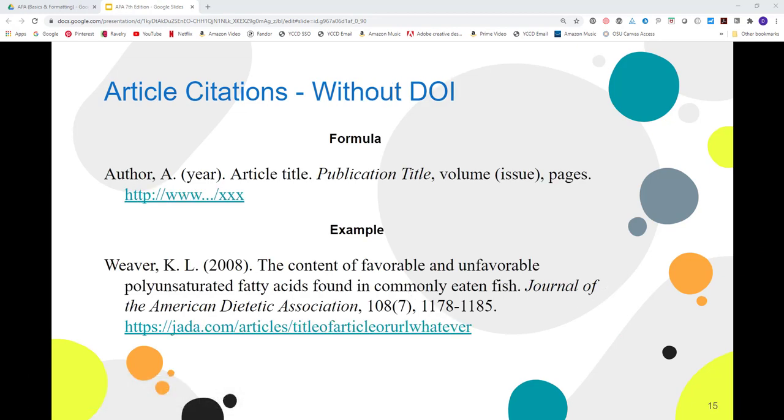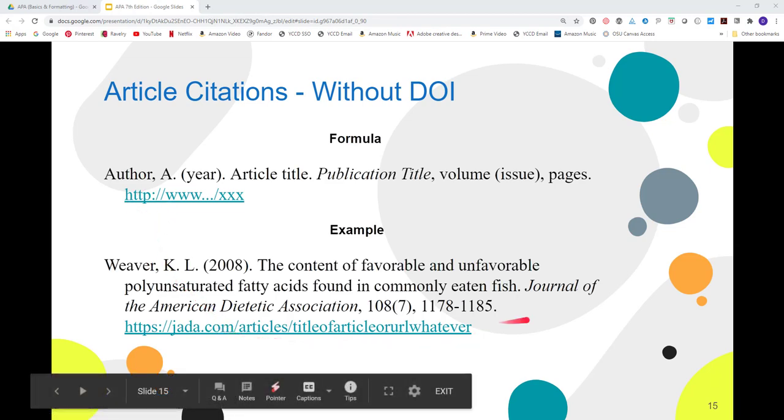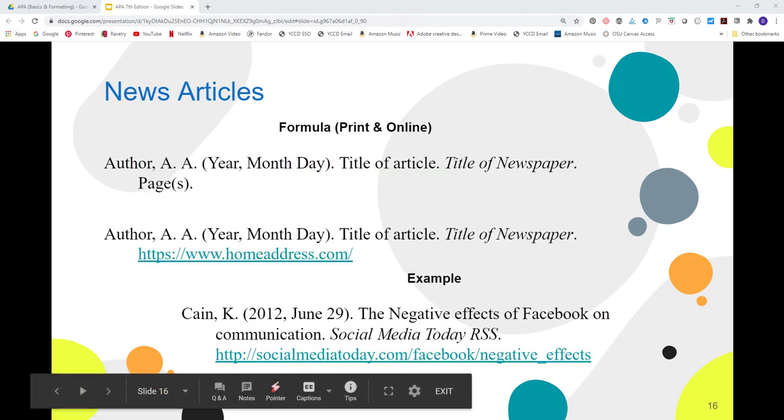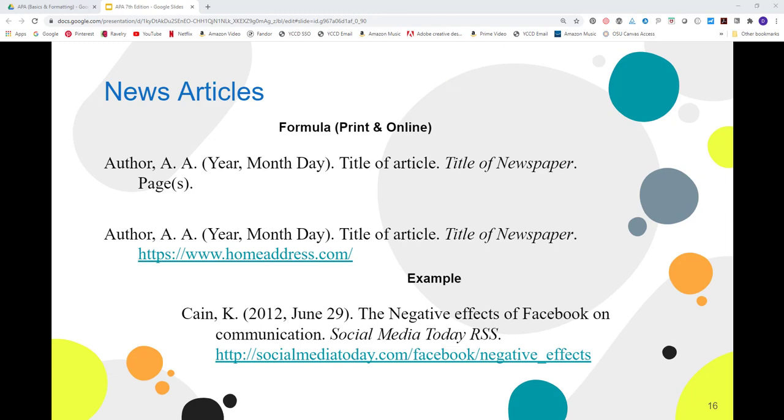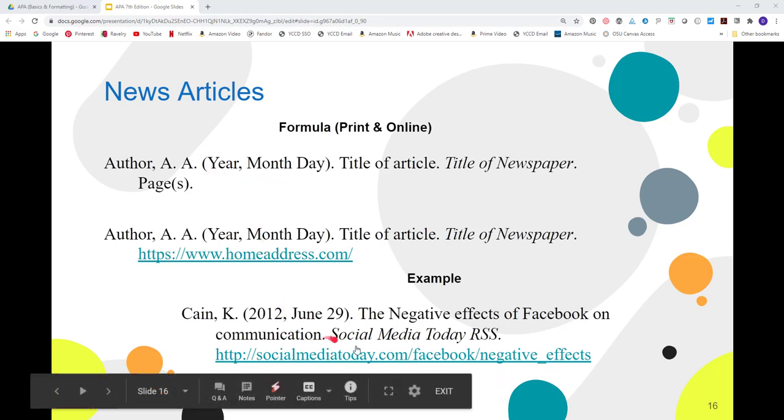This slide shows an article citation for articles you can find online or in a library database. The only difference is there is a URL instead of a DOI. Citations for news articles are similar to journals. You will italicize the name of the website as you would a book title or journal title. Notice you will not only include the publication year, but also the month and day it was published.